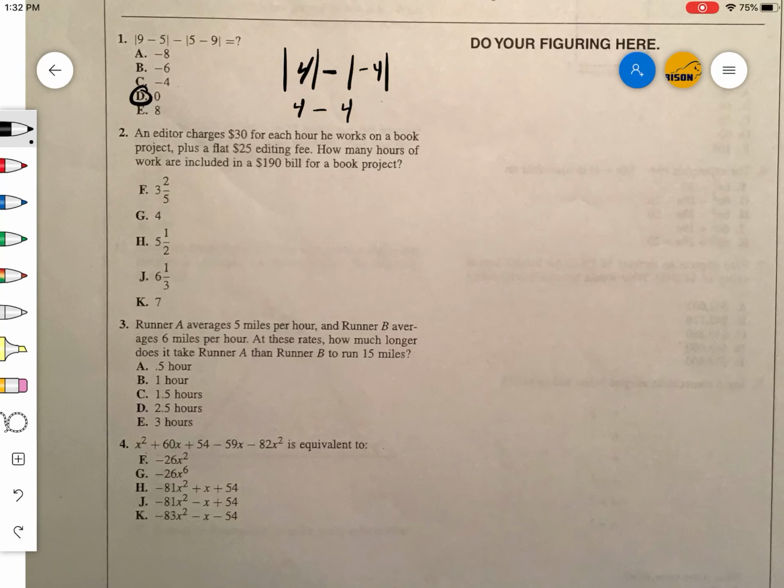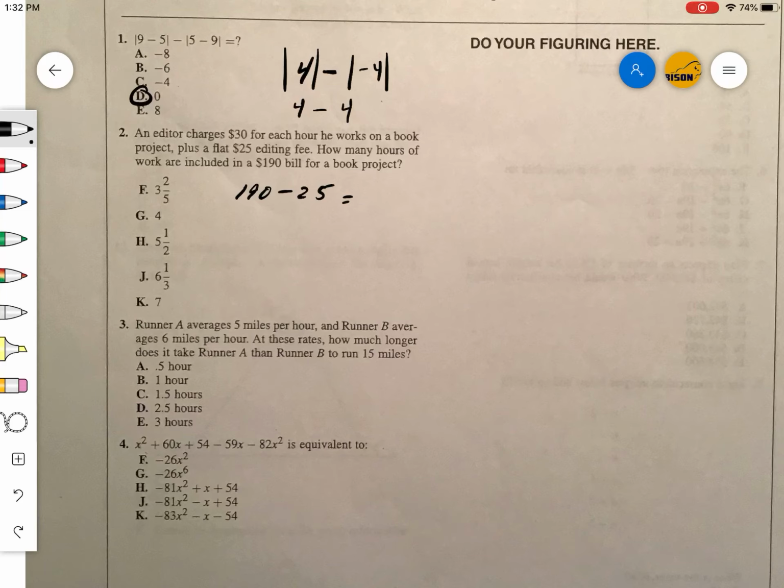All right, number 2, an editor charges $30 for each hour he works on a book project, plus a flat fee of $25 editing. How many hours of work are included in a $190 bill for a book project? All right, so let's go at it like this. We can do it two ways. We can either do the math on it, which would be 190 minus 25, and we would find out what that would give us. I think that would be 165.